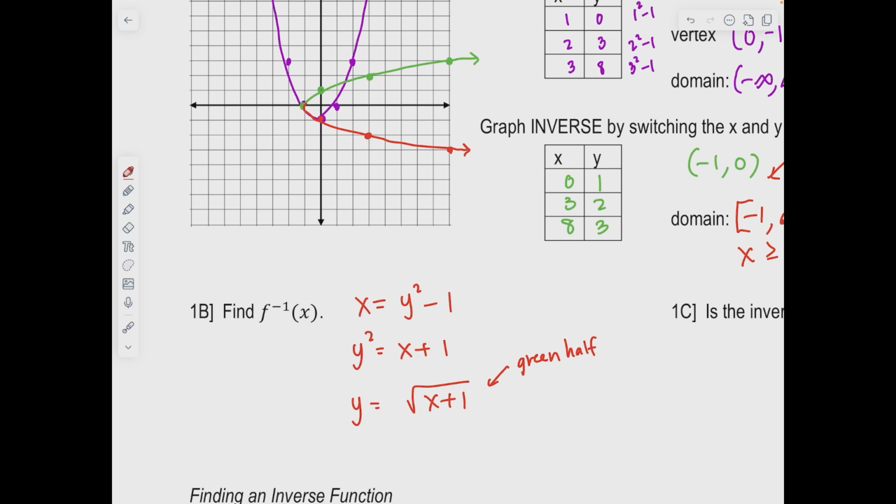Sometimes people are going to forget that when you undo a square, you need to have the plus or minus. So the plus side is what creates the green half. When you do the negative, that's how you get the red half of your graph as well. So that's how you get the 2 halves of your parabola. You have to have the plus or minus sign. So f inverse equals plus or minus the square root of x plus 1.